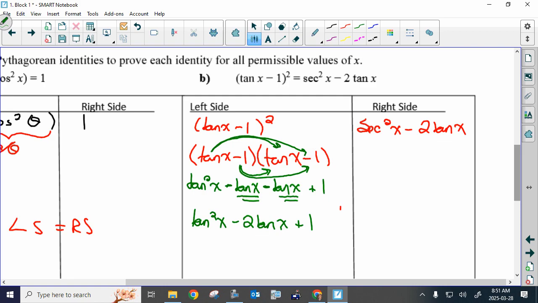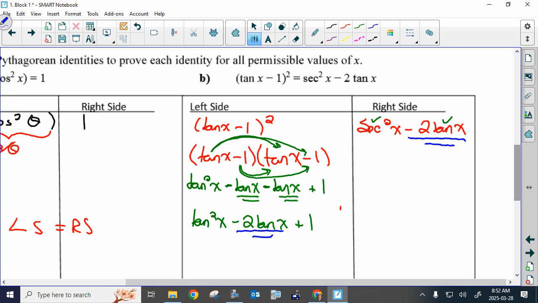Resist the urge to change to sines and coses. Just resist it. I'm serious. And the reason why is because I see a connection between sec and tangent. Is there a formula that connects secant with tangent when it's in the squared capacity? Like as soon as you see squareds, you have to recognize that there's a Pythagorean substitution that might be handy here. Now notice, I've got the negative 2 tan x that I needed on the right side. I've got it right here. Did you guys see that?